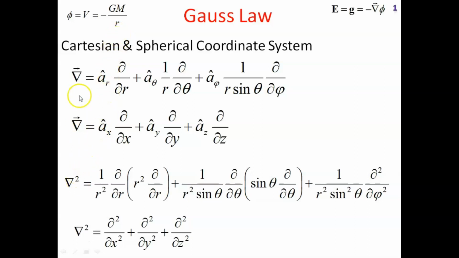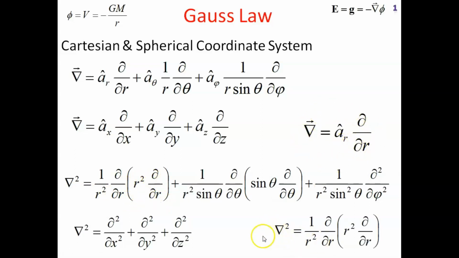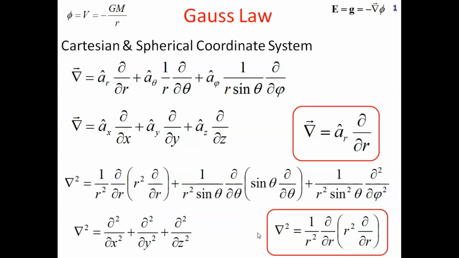So while differentiating, you can consider only the first term, a_r cap into partial derivative with respect to r, and in case of the Laplacian operator, del square operator, you can consider it 1 upon r square partial derivative with respect to r operated on r square into del r. So these are the only components of our concern, and we shall go ahead with this elemental operation. So I would like students to note down these operators.